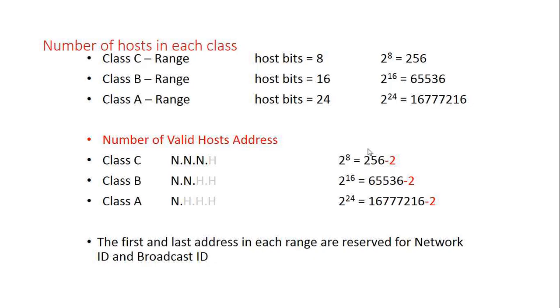In class B, you have 16 host bits. The total IP addresses available is 2 power 16, which is 65,536, a huge number. 65,536 IP addresses we can get in a class B network, and then minus 2 for valid IPs. In class A, you have 24 host bits. 2 power 24, it's like crores, 16 million something. Then minus 2. The first and last address in each range are reserved for the network ID and broadcast ID, as we discussed.